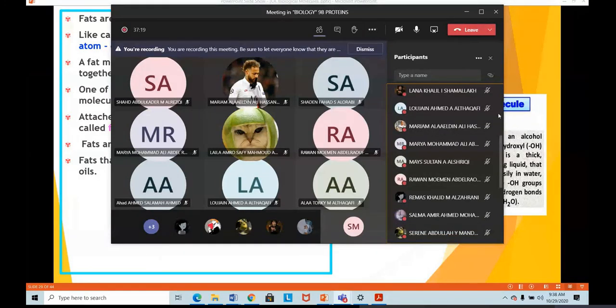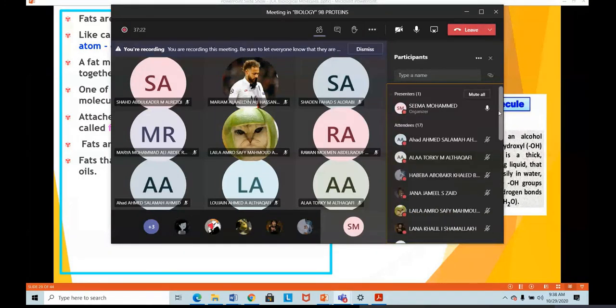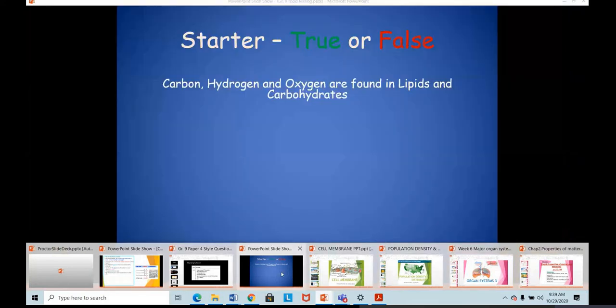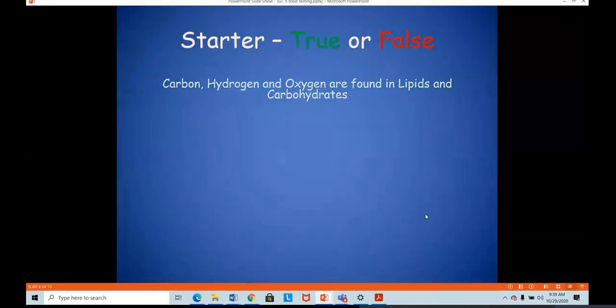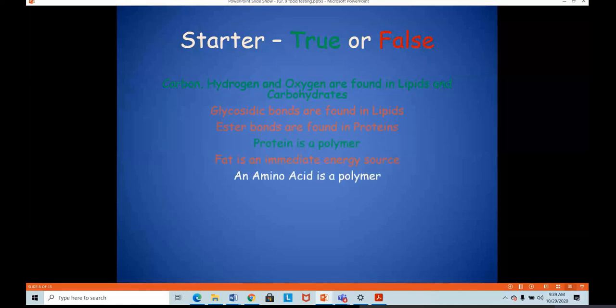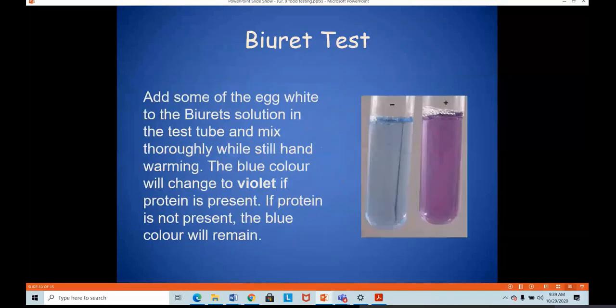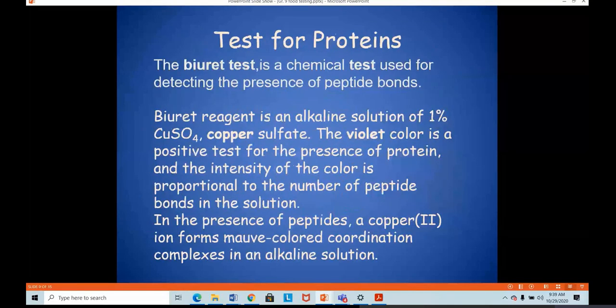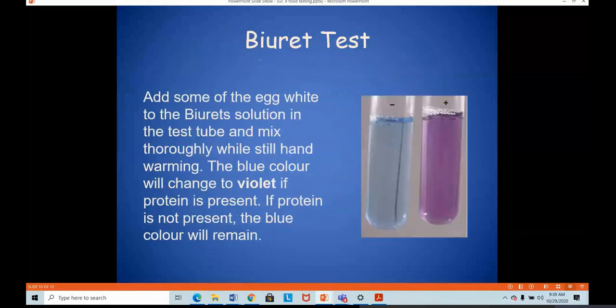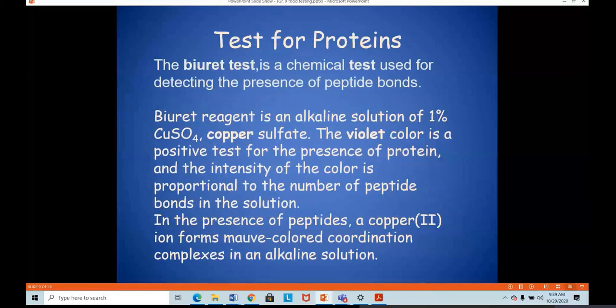All right, so this is about the topic proteins. We shall discuss testing for proteins in our next lesson, inshallah. In the same presentation, next we have the testing, which tests are done in order to check the presence of proteins in the food. The test for proteins is known as the Biuret test. Inshallah, we'll discuss it in our next lesson. We don't have time now.